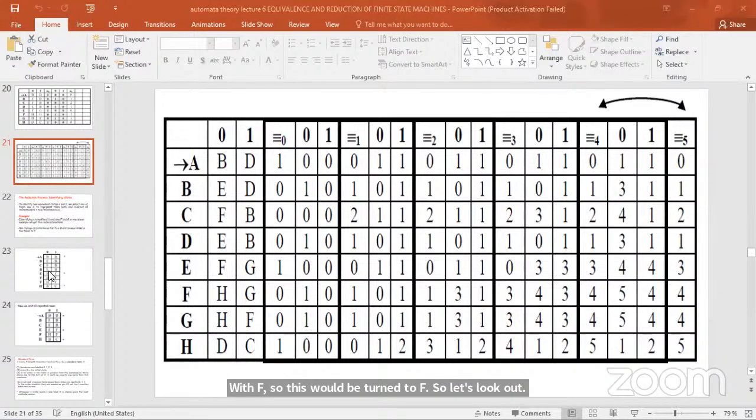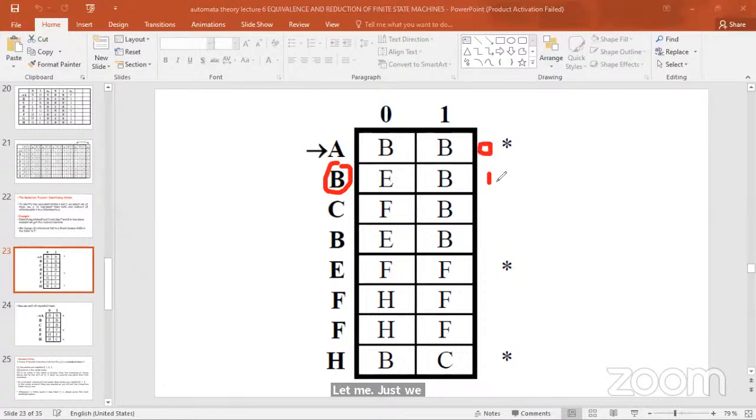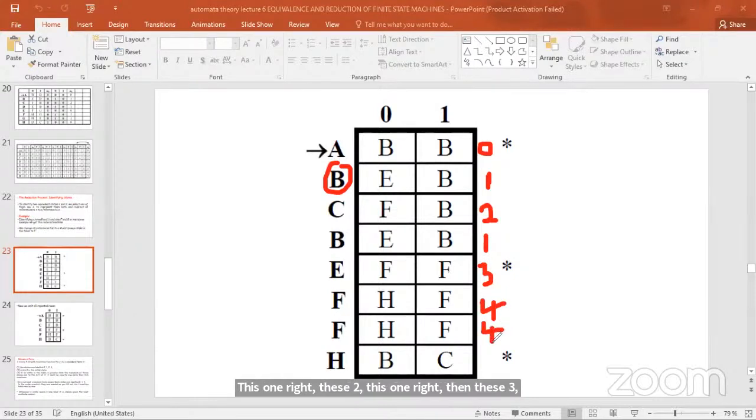If you look at this new diagram, you see that you have A, B. We saw earlier that this was 0, this 1, this 2, this 1, then this 3, 4, 4, then 5 in the fifth equivalent. Are you following? Yes, sir.